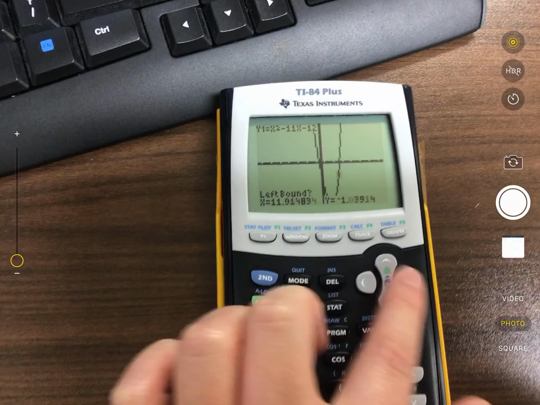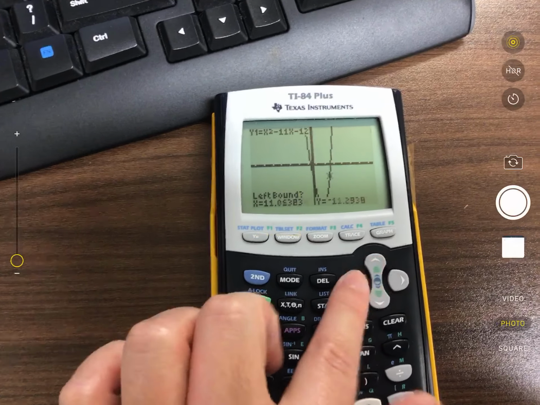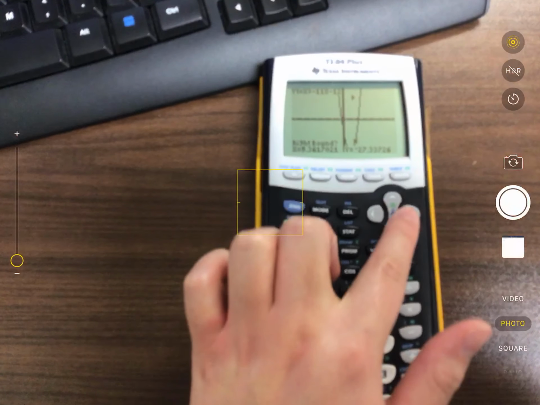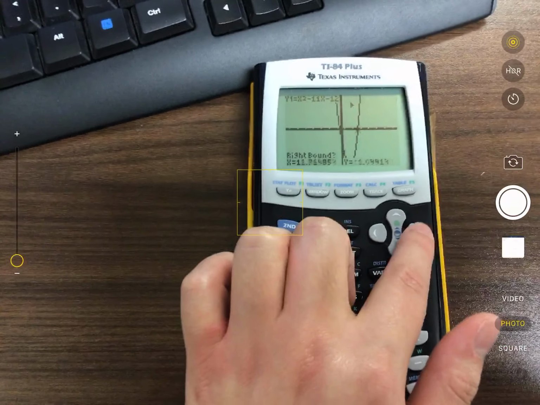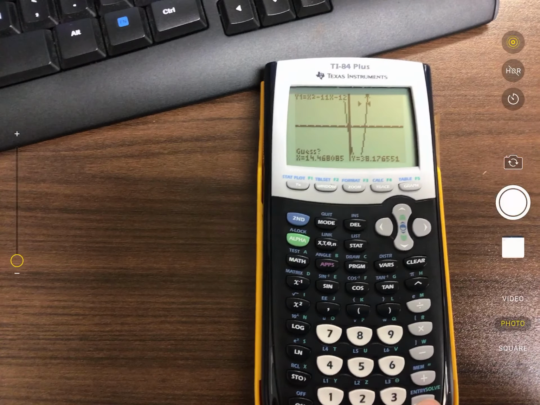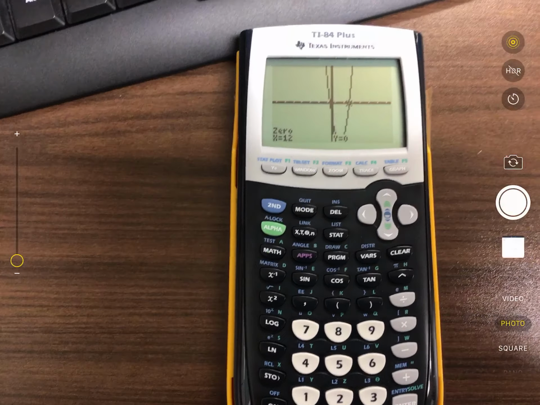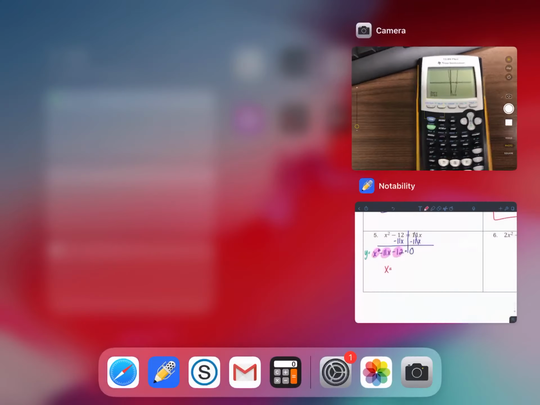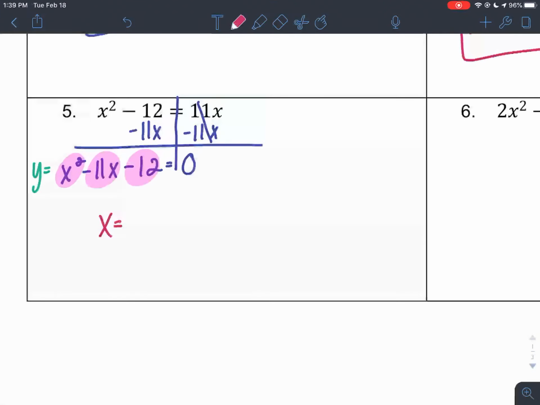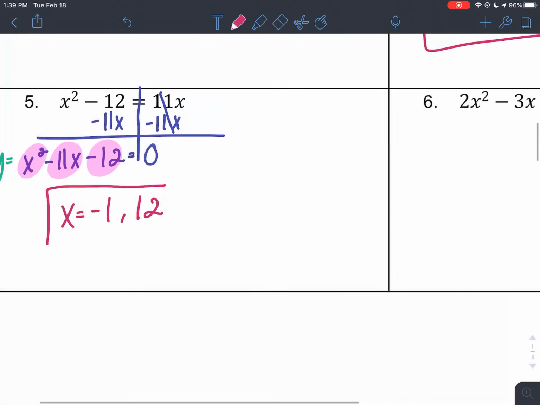I do it again. Get my blinky spider to that other x-intercept. Hit the left button 3 times, 1, 2, 3. Enter. Right button 6 times, 1, 2, 3, 4, 5, 6. Enter. Hit enter one more time. The other one is at x is equal to 12. Okay, so from here, going back to my answers, we get x is equal to -1, 12.